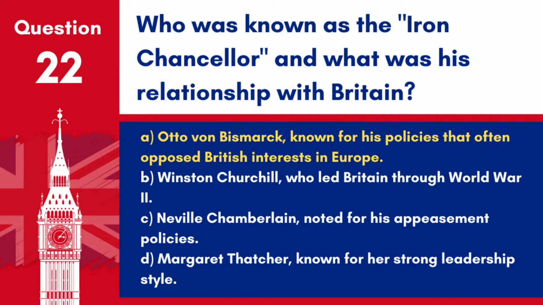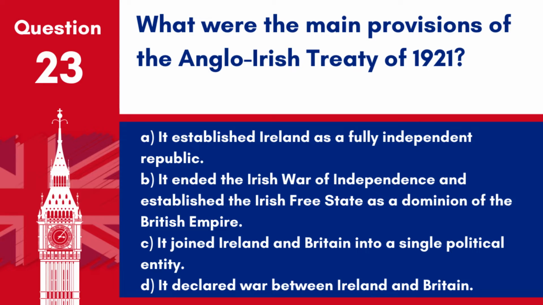Answer: A. Otto von Bismarck, known for his policies that often opposed British interests in Europe. Otto von Bismarck, the Chancellor of Germany, was often in diplomatic opposition to Britain during his efforts to unify Germany and balance European powers.